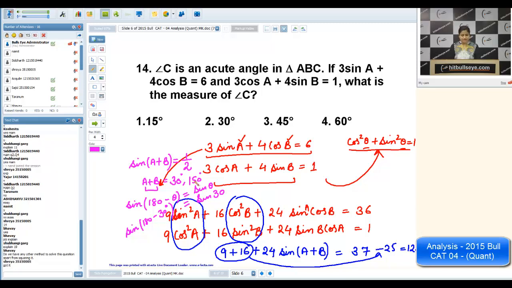No, Bhavya, I don't have any idea about this. I don't want to go into inverse trigonometry. That is the easiest thing we can do in this.